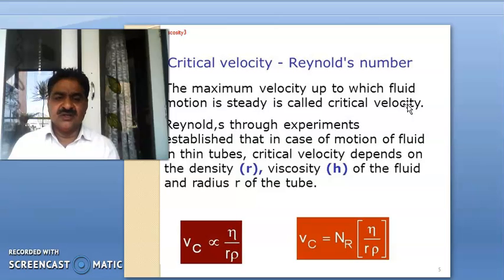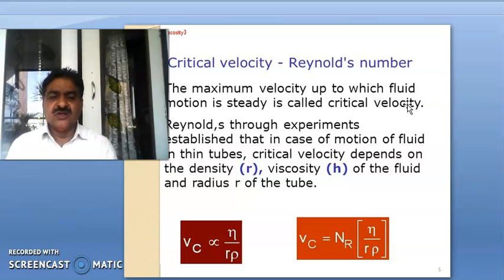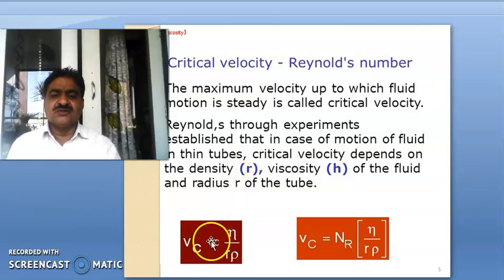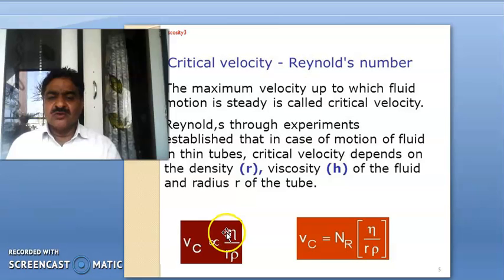Reynolds established through experiment that in case of motion of a fluid in thin tubes, critical velocity depends upon the density and viscosity of the fluid as well as the radius of the tube. I mean, critical velocity depends upon three factors. What are those? Viscosity of the fluid, radius of the tube, and density of the fluid. So critical velocity is more if the viscosity is more.